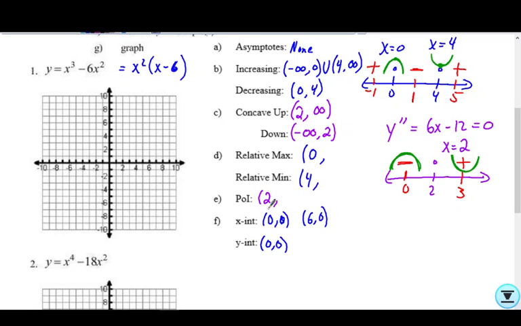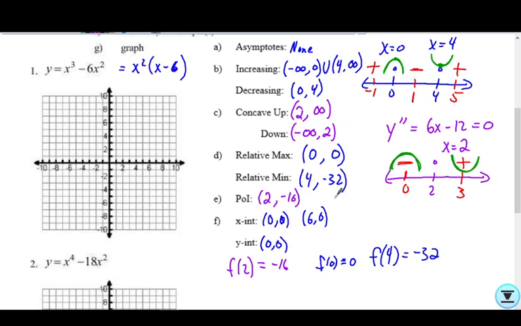Now, to find these coordinates, I have to plug into my original equation. So I find f at 2. When I find f of 2, that is negative 16. So that's my point (2, -16). Then I plug in 0, and when I plug 0 into my function, I get 0. So f of 0 is equal to 0. And then I need to find f at 4. When I plug 4 into my original equation, I get negative 32. So this is (4, -32). Okay?